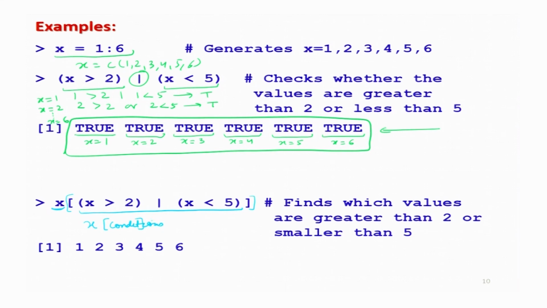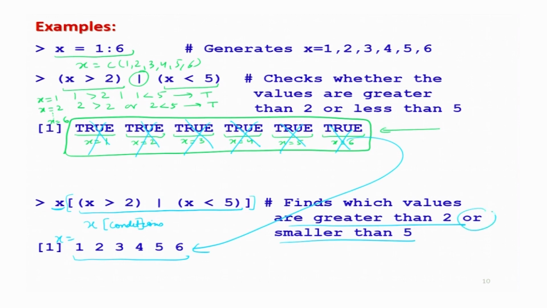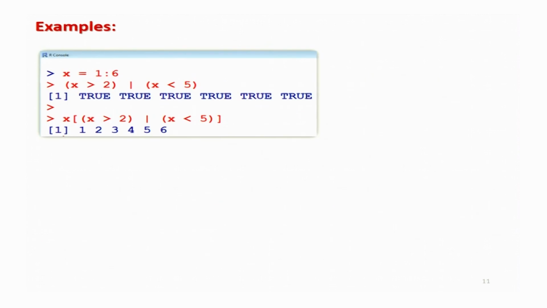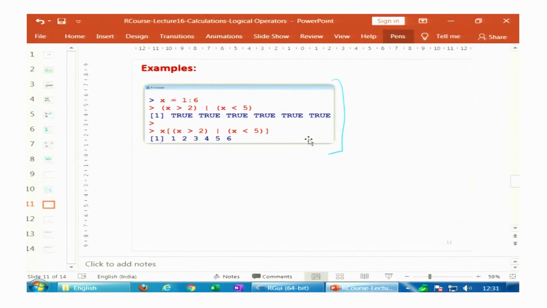And you can see, because this true is coming for x equal to 1, 2, 3, 4, 5 and 6, the same thing is given here. These are the values of x for which the condition is true. Which condition? That the values are greater than 2 or smaller than 5. All those values which are greater than 2 or smaller than 5 are mentioned here in this outcome. So, you can see that this is not a very difficult operation, and if you do it on the R console, this type of outcome will be there.